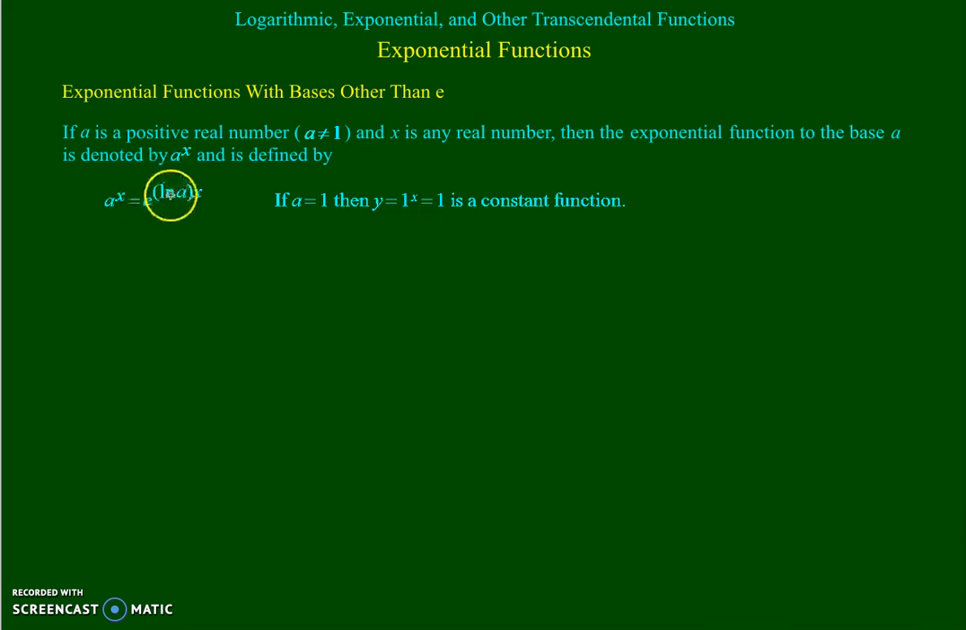When we raise that expression to the power x, any expression to a power raised to a power, you multiply the exponents. So these exponents are being multiplied together. So this is a basic identity here. And this is the caveat. If a equals 1, then y equals 1 to the x. 1 to any power is just 1, so that's a constant function.